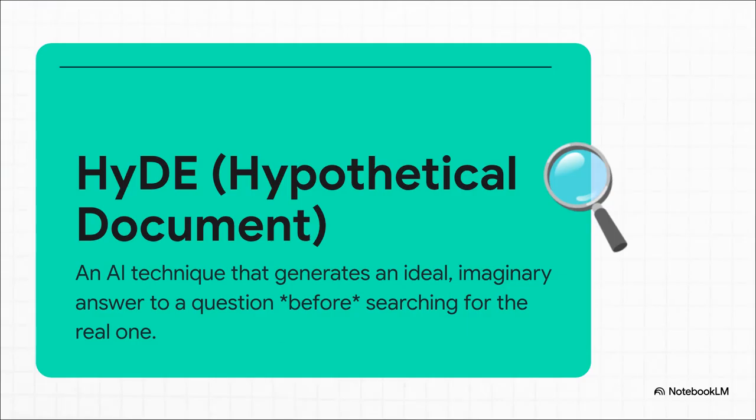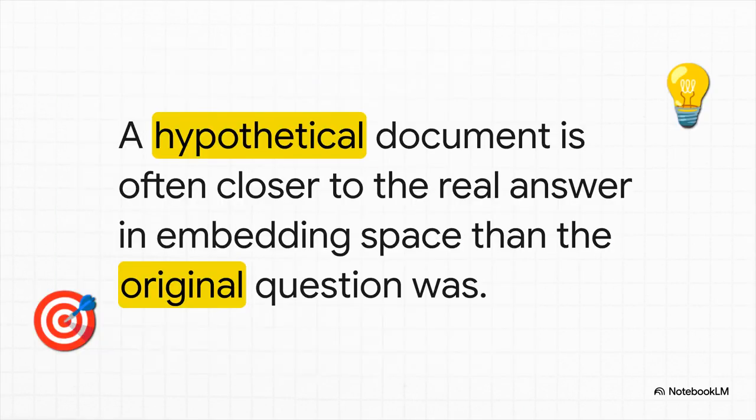Well, this is where a technique called HyDE comes in. That stands for Hypothetical Document Embedding. And yeah, it does exactly what it sounds like. It tells the AI to generate a completely made up, totally imaginary, but ideal answer to your question before it even begins the real search. And the big idea, the core intuition here, is that this perfectly imagined answer is actually a way, way better search query than your original question ever was.